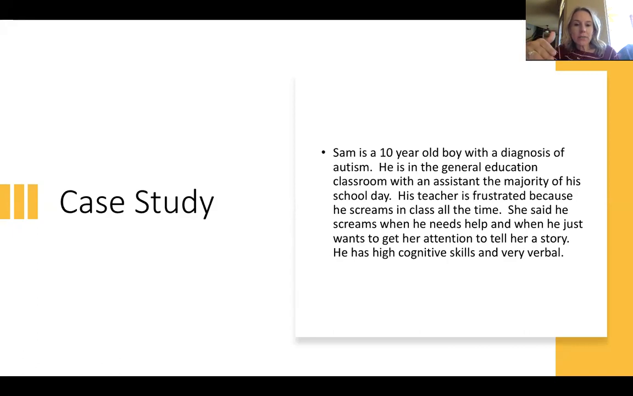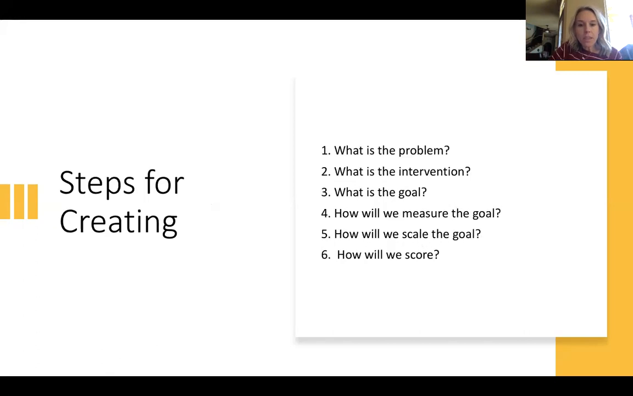So I'm just going to walk you through the steps for creating a goal attainment scale and what that might look like. So here are the steps to think about. First, you're going to ask yourself, what is the problem? What is that problem that's interfering? What is the intervention that you're going to use? What is the goal? How will we measure the goal? How will we scale the goal? And how will we score? And that's what we're going to walk through now.